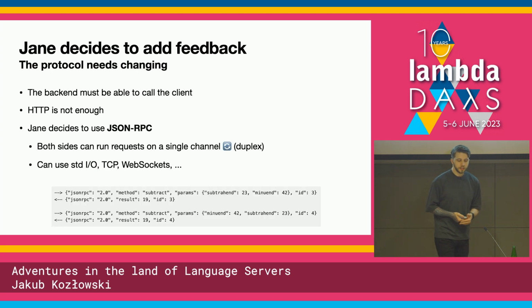So Jane decides to add feedback to this protocol, and in order for this to make sense, that cannot really be HTTP, at least not HTTP 1.1 with no WebSockets. So some kind of bi-directional communication needs to be introduced. And Jane decides to use JSON RPC. It's a very simple protocol for exchanging requests between two servers, two devices or two processes, and both of them can use the same channel so that they can send requests to each other. The client and the server can ask each other questions.